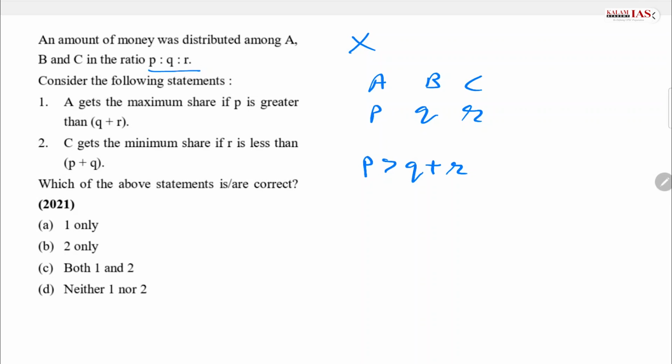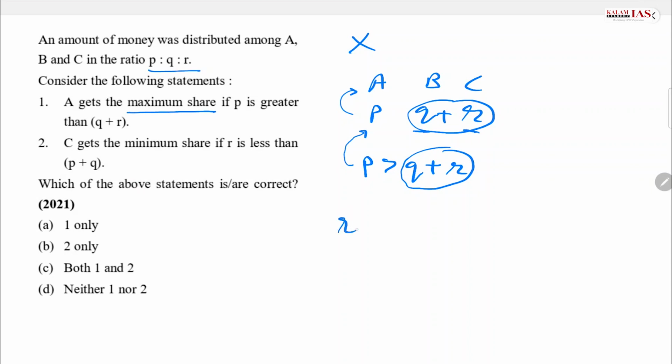That means P will be greater than Q, and also greater than R, because it is greater than the summation of Q plus R. So as per this, P will get the maximum share, that is for A. So the first statement is true, because A is getting the maximum share as P is greater than the summation of Q plus R. Now the second thing is C gets the minimum share if R is less than P plus Q.